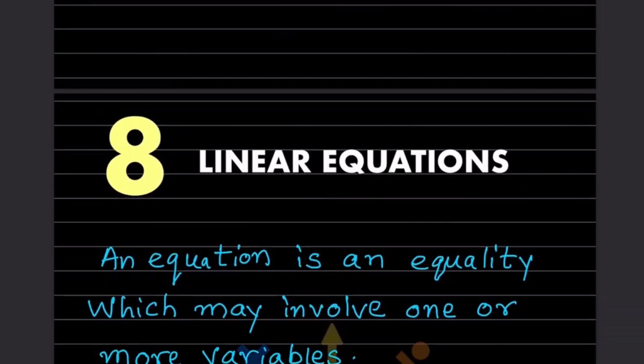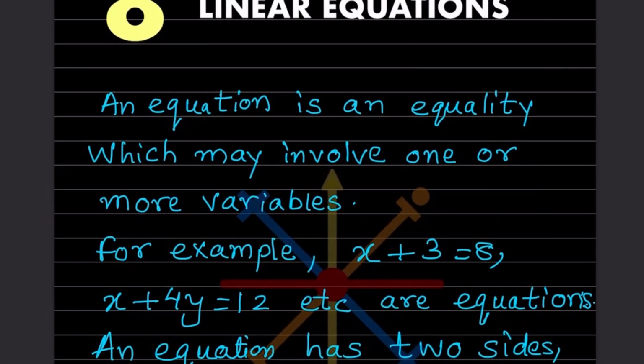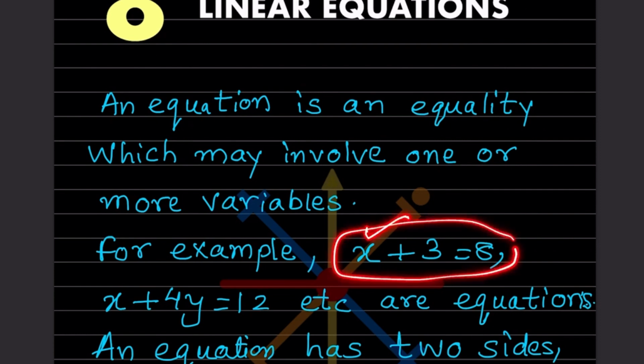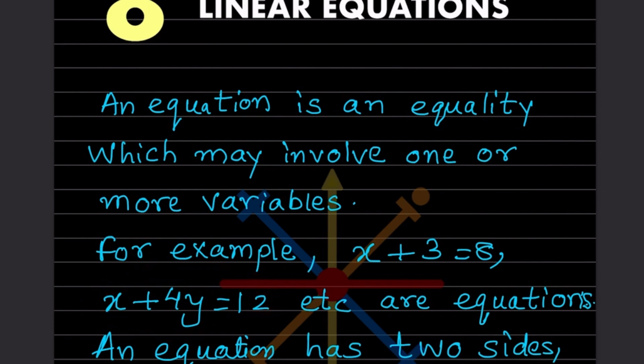First thing, the linear equations. What is an equation? An equation means it's an equality which can involve one or more variables. This is the example given. Here there is only one variable: x plus 3 is equal to 8. This is one equation. But in the next equation, you can see x and y. These are two variables. So your equation can involve one or two variables. These are called equations.